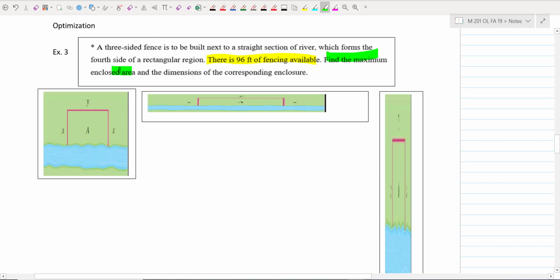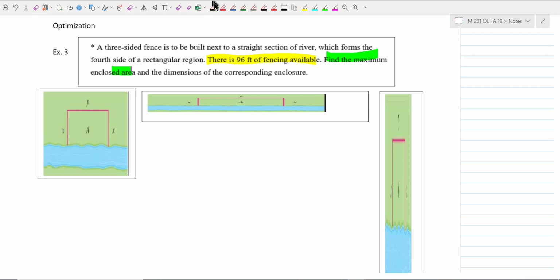So what I was trying to show on these pictures here is, well, you could stretch it out. You could have a long, skinny, rectangular region like this and use your 96 feet of fence there. You could make it long and skinny this way, or you might make it more condensed, almost like a square. So you're trying to figure out what would maximize the amount of area contained in that enclosure.